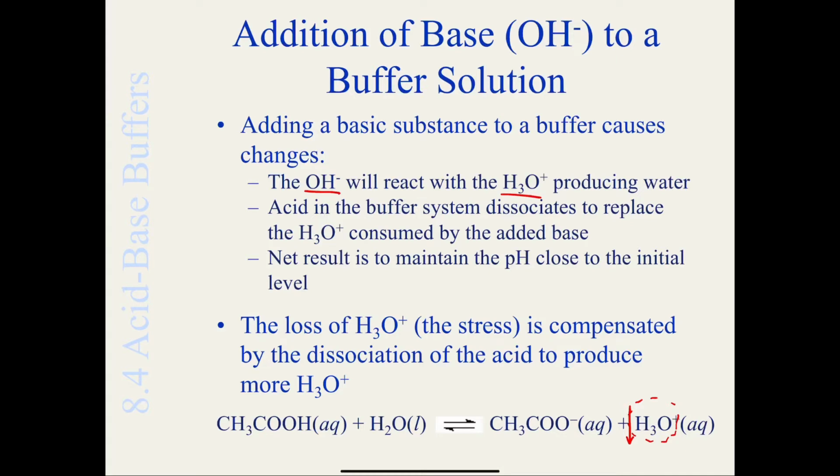Therefore, my equilibrium is going to shift to the right. What does that mean? It means that my weak acid, acetic acid, is going to dissociate to form more hydronium ions. So the loss of hydronium, the stress, is compensated by the dissociation of the acid, meaning acetic acid, to produce more hydronium. What's the net result of this? The pH will not remain unchanged, but the net result is to maintain the pH close to the initial level.